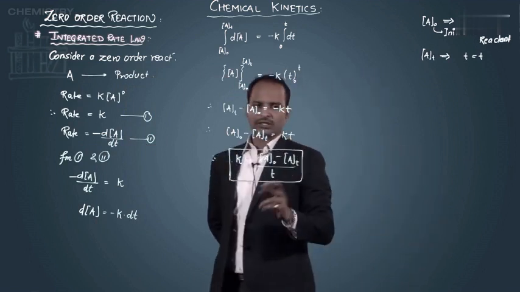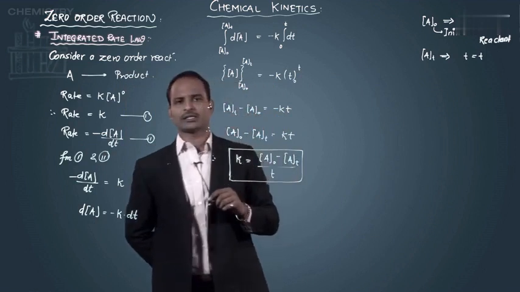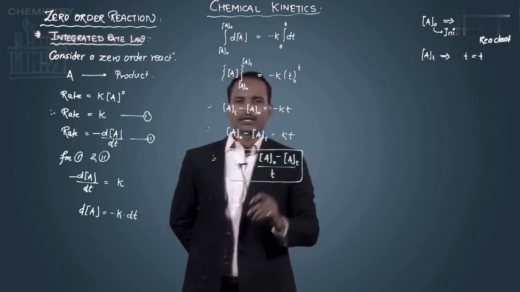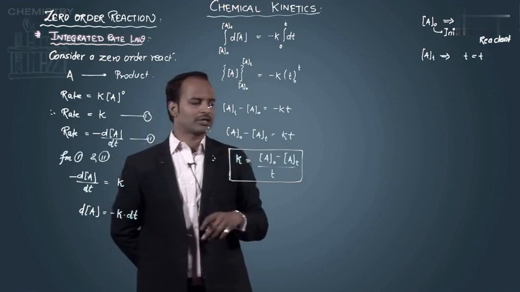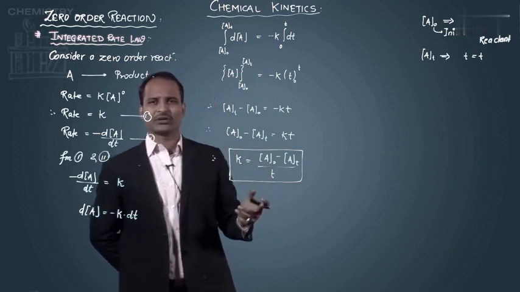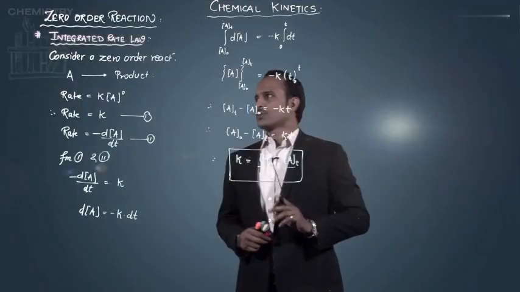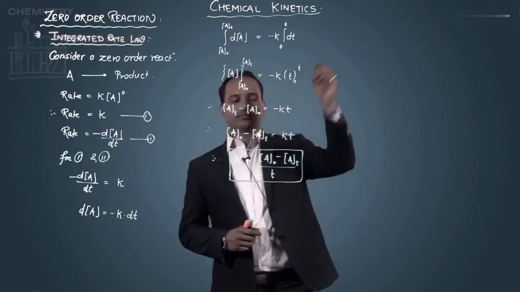What is A0 here? A0 is the initial concentration of reactant, that is the reactant which is taken in the beginning. AT is the concentration of reactant after time t, and t is the time. But obviously AT is always going to be smaller than A0, so your answer is always going to be positive for the rate constant. So we got a formula for K for the zero order reaction.